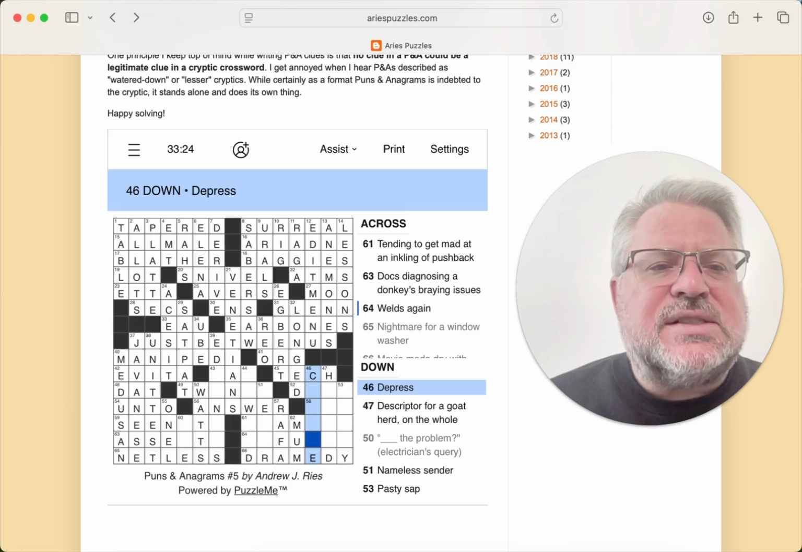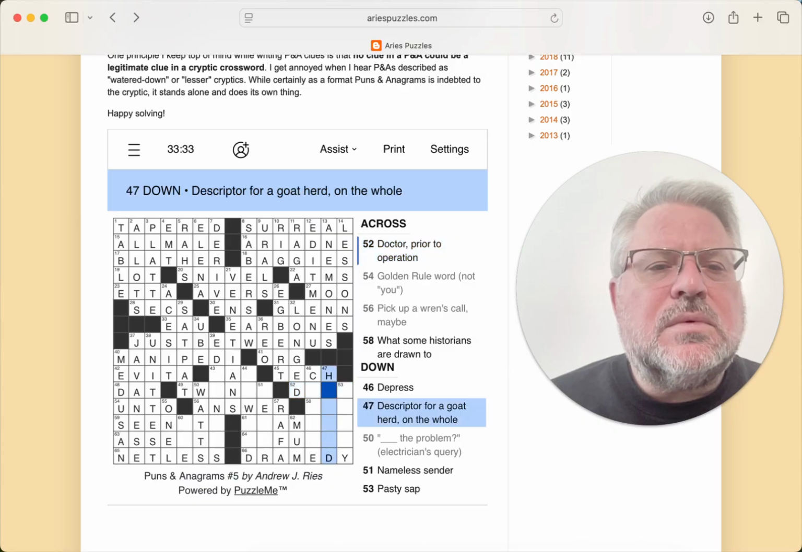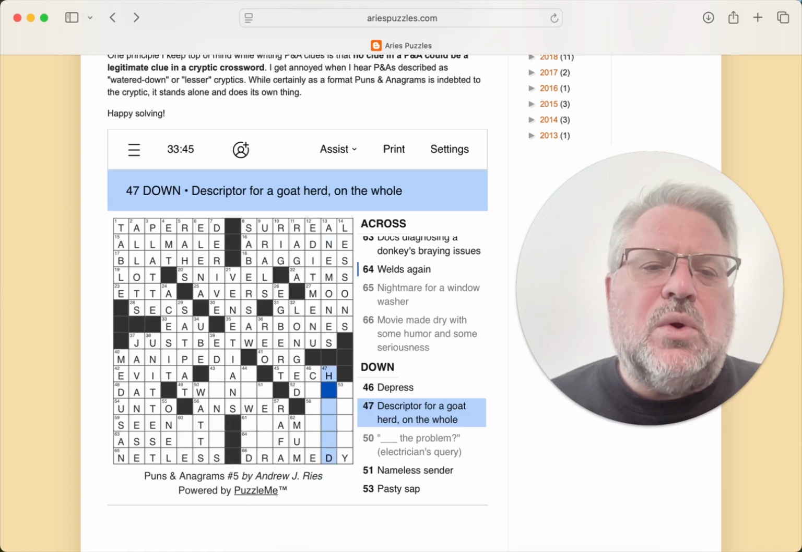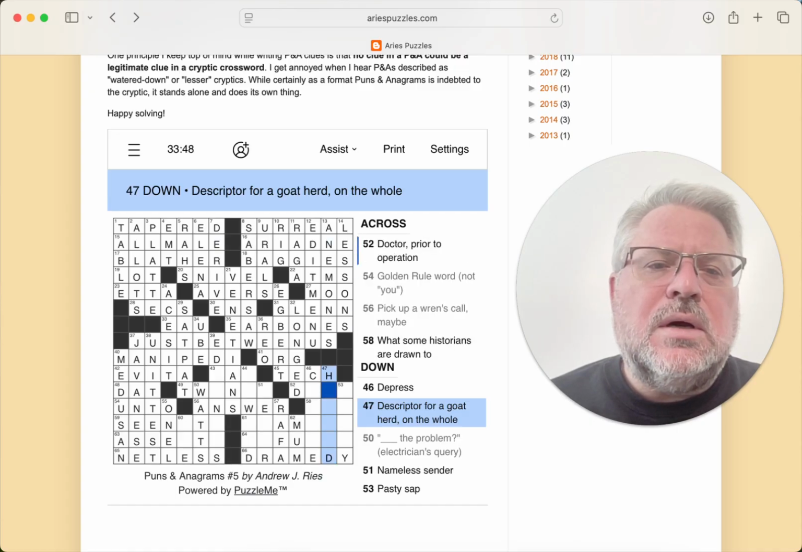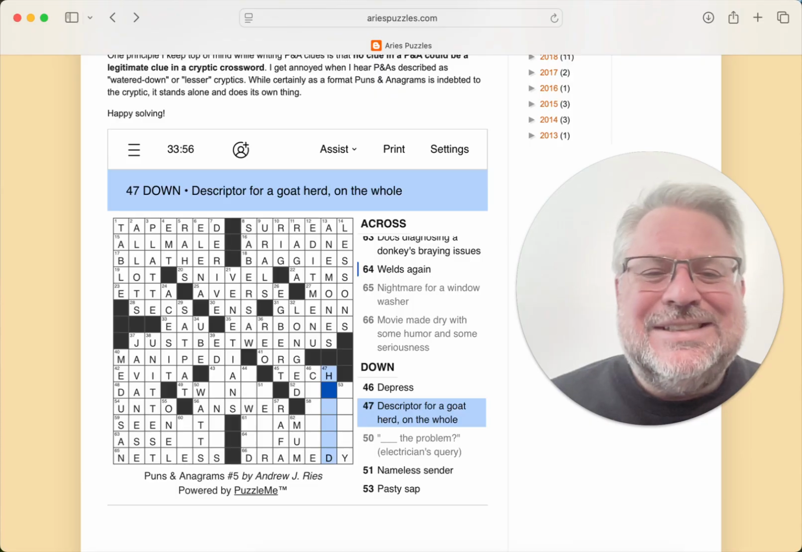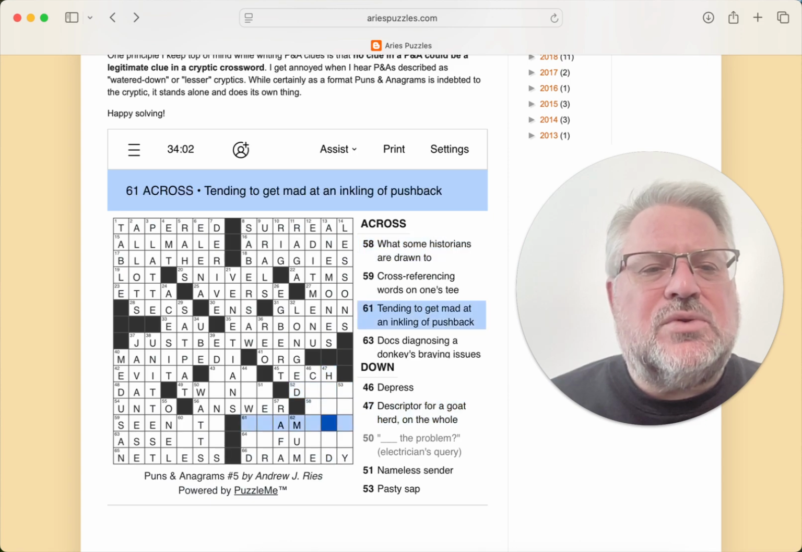46 down, depress. No. Descriptor for a goat herd, on the whole. If we anagram whole, or goat herd, or homophone for goat, so goat as it might be heard. No. So there's a lot. Herald? Nope, not getting that. What's in his swords are drawn to, tending to get mad at an inkling of pushback.